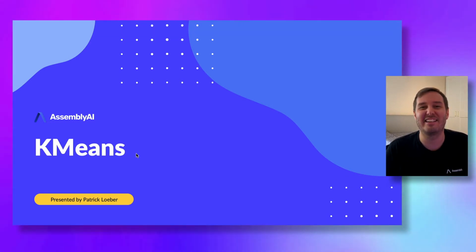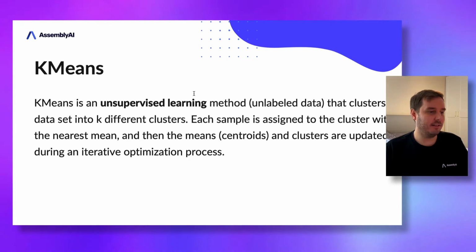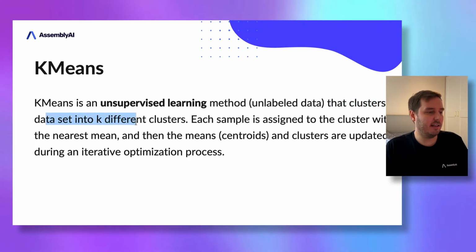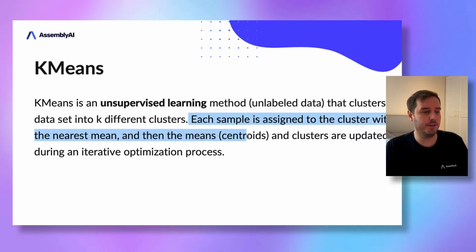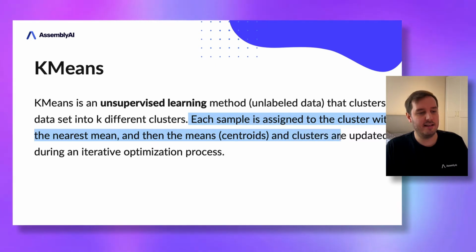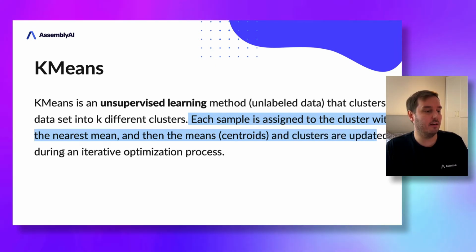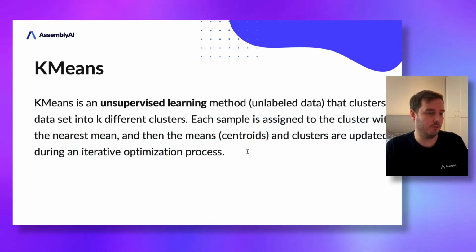So let's get started. k-means is an unsupervised learning method, which means we have unlabeled data that we cluster into k different clusters. Each sample is assigned to the cluster with the nearest mean, and then the means, also called centroids, and clusters are updated during an iterative optimization process.